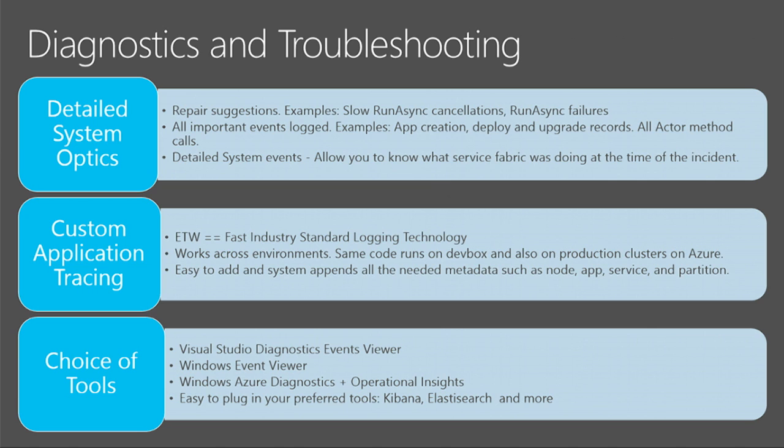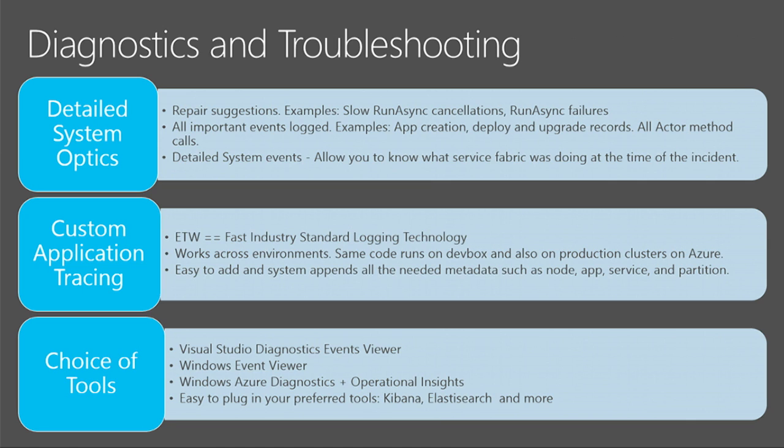For example, System Optics gives you the tracing of all the important system events, like application service deployments. Here is when the upgrade started. Here is when the actors got created. Here is when a replica got placed. Here is when the partition got created, your save and load state calls, and so forth. In addition, if you're using our programming models, it even tells you that your RunAsync calls were very slow, and so forth.